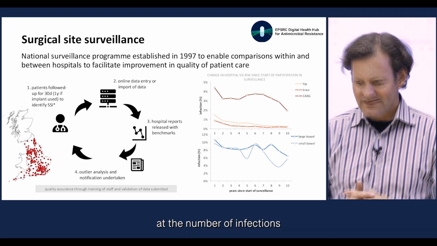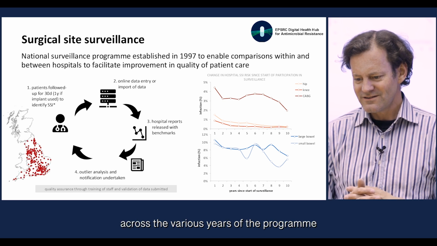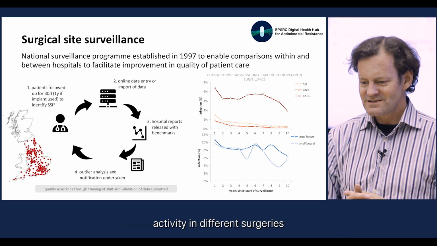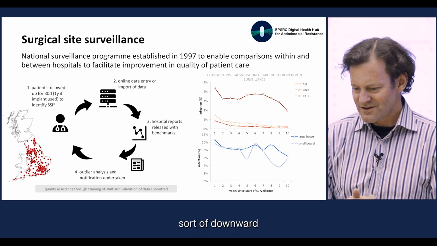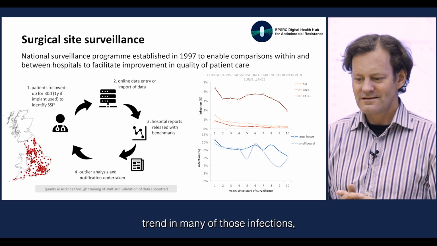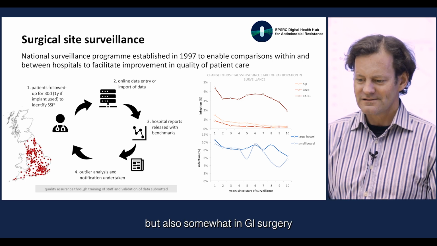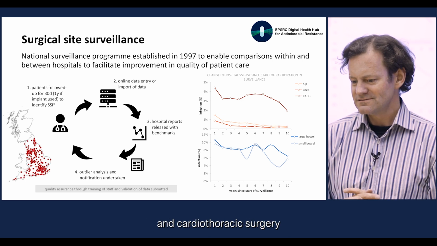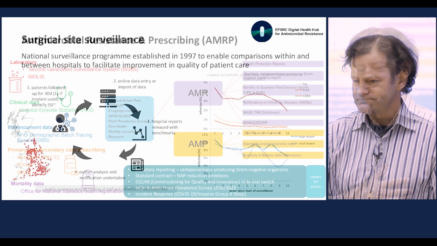And this is just looking at the number of infections that has happened across the various years of the program activity in different surgeries. And you can see there is an increasing downward trend in many of those infections, particularly orthopedic, but also somewhat in GI surgery and cardiothoracic surgery since implementation of this project.